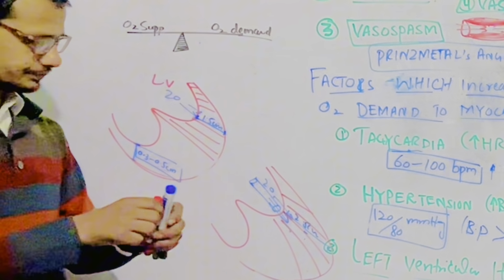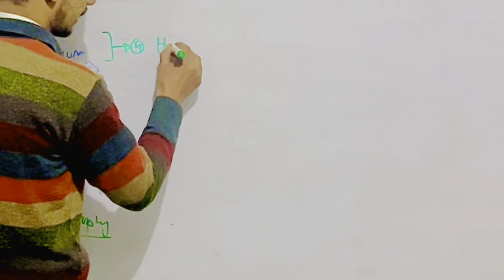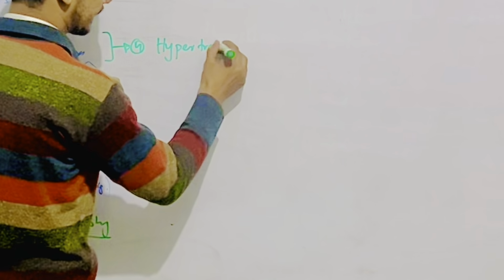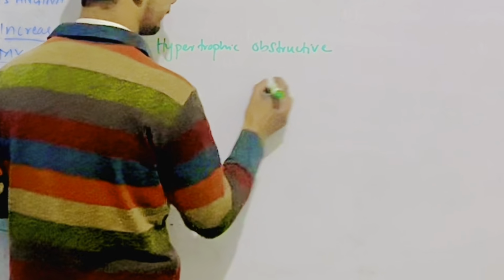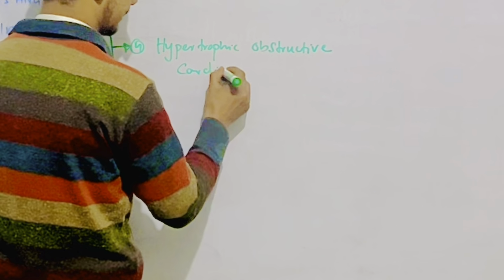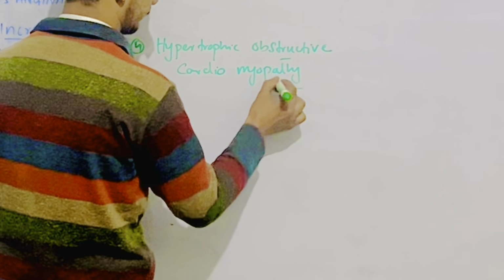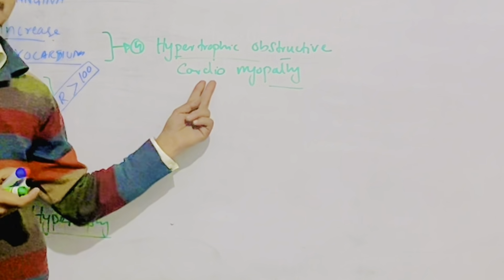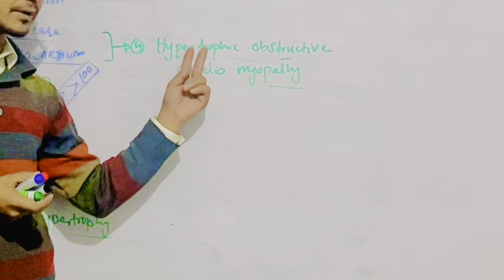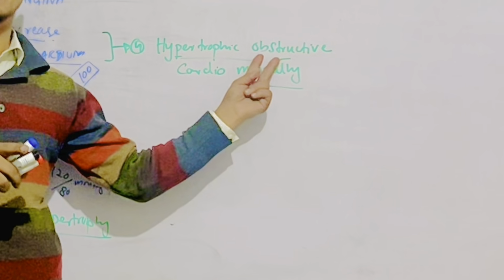The next factor in oxygen demand is hypertrophic obstructive cardiomyopathy. When there is some dysfunction in cardiac muscles, and due to that hypertrophy takes place, and due to this hypertrophy obstructions occur in the heart.